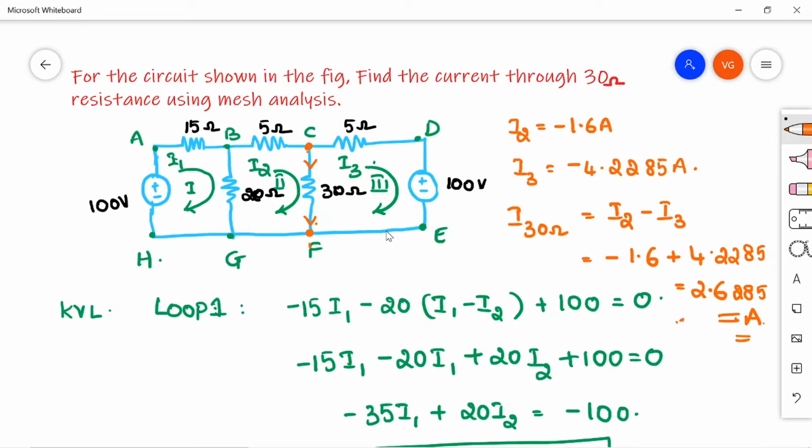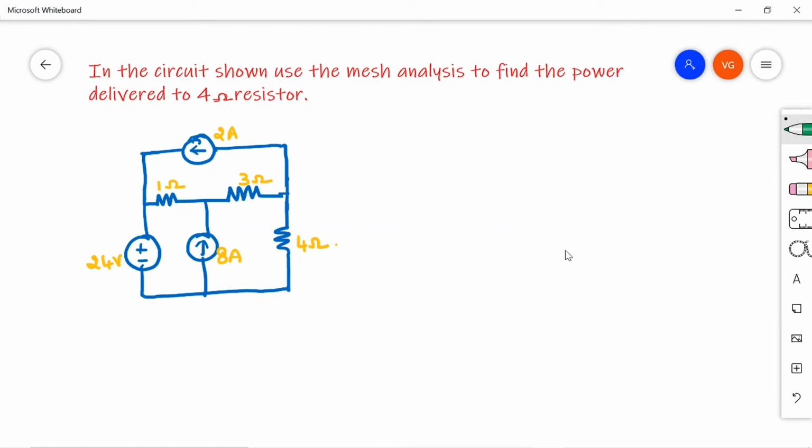That's it. Coming to the second question. In the circuit shown, use mesh analysis to find the power delivered to 4 ohms resistor. So here is the 4 ohms resistor. So let us quickly mark all the nodes here. So A, I'm taking B here, C, D, E, okay, F, E, G, F, G, H, right? So now, if you see here, you have current sources present here. So if you have current sources, then the mesh analysis is difficult, right?